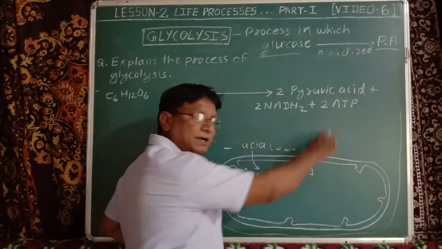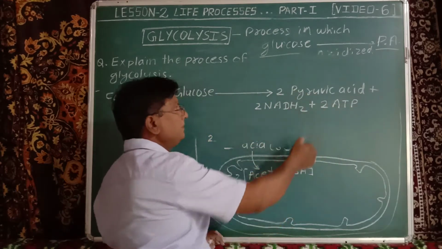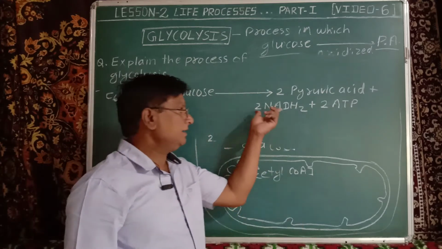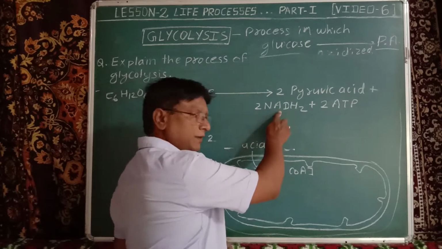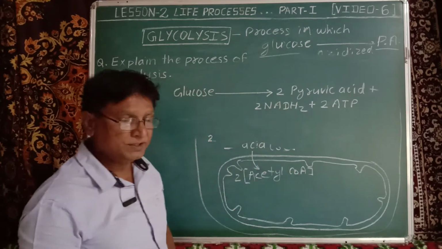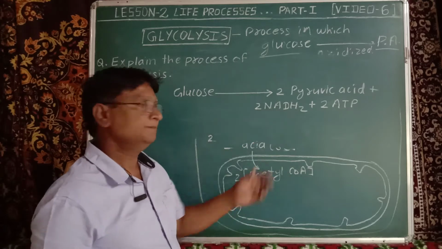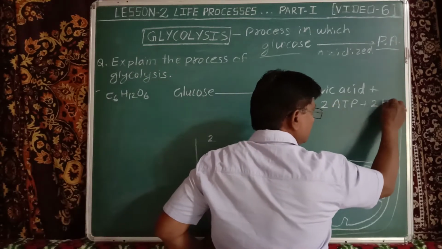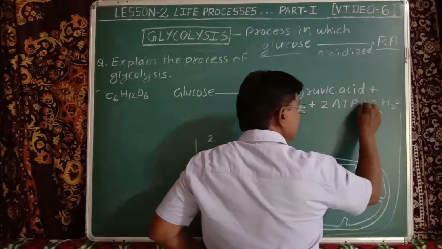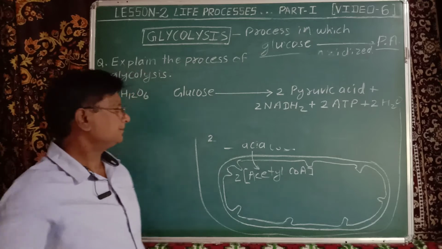These ATP are direct energy. Directly ATP we are obtaining in glycolysis, and these coenzymes are indirect energy. In the electron transport system, we are fetching out the energy from NADH2. Now 2 ATPs are formed plus 2 water molecules are formed. This complete reaction is of glycolysis.